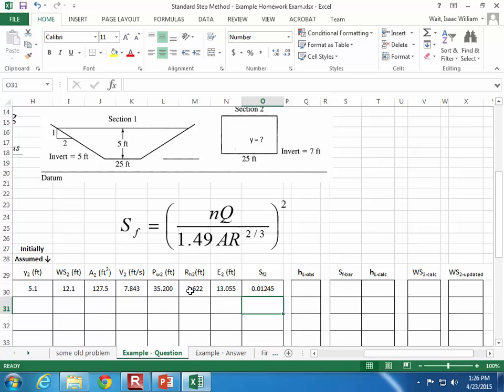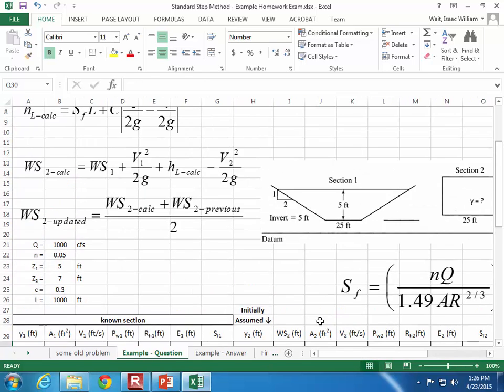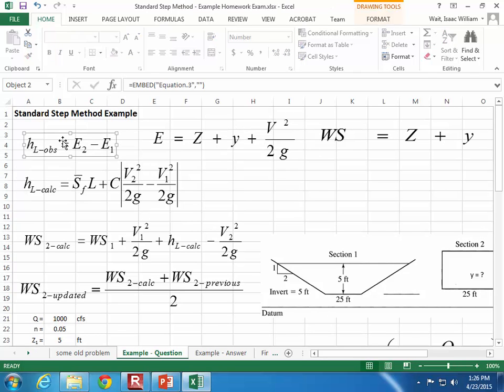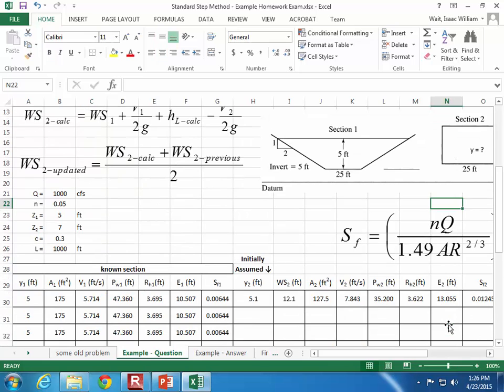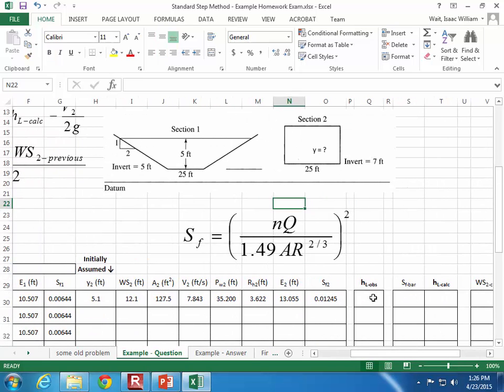Okay, so that's the slope of the energy grade line at 2. Now, head loss observed. If we go up here into the formulas, it tells us the observed head loss is just the difference in E2 and E1, so it equals E2 minus E1. What we're hoping for is that the observed head loss and the calculated head loss will be exactly the same. If they are, then we don't have to do any more iterations.